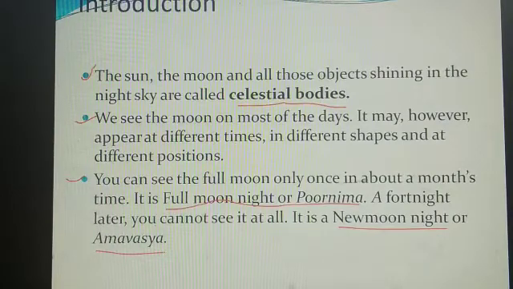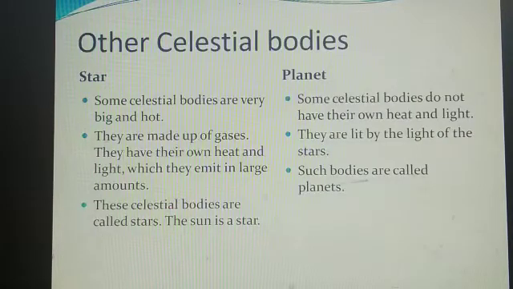That means after the 15 days of the Purnima we cannot see the moon in the sky. That night we call the what? New moon night or the Amavasya. Okay, now let's come to the next topic, and the next topic is other celestial bodies.